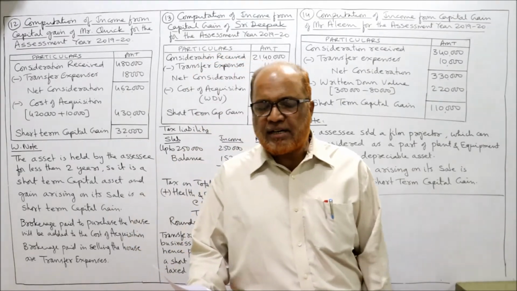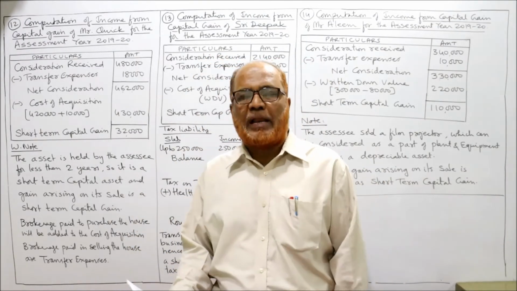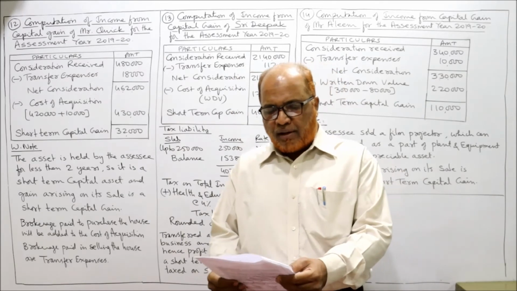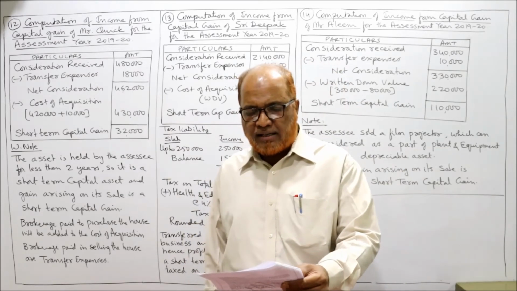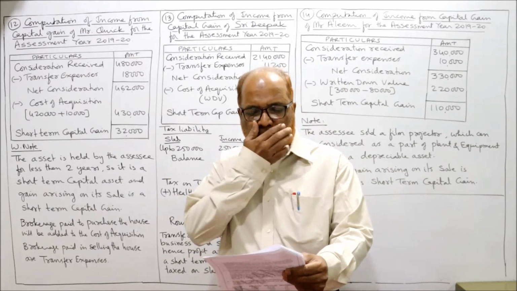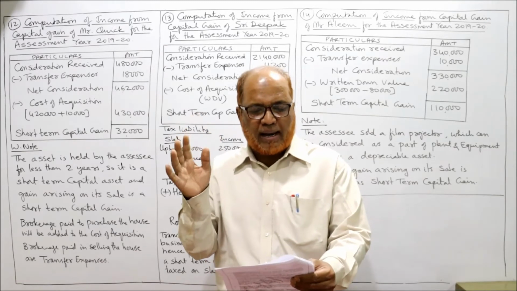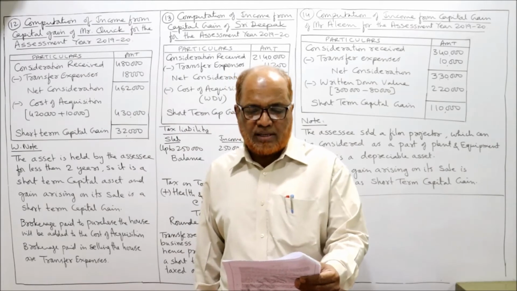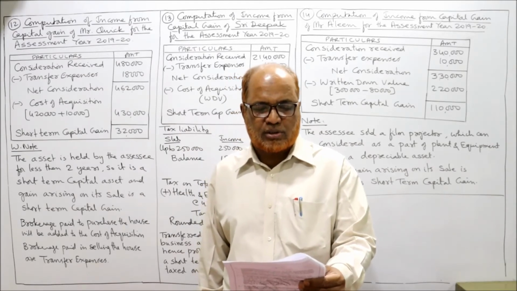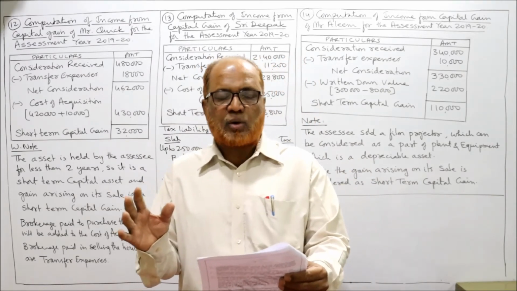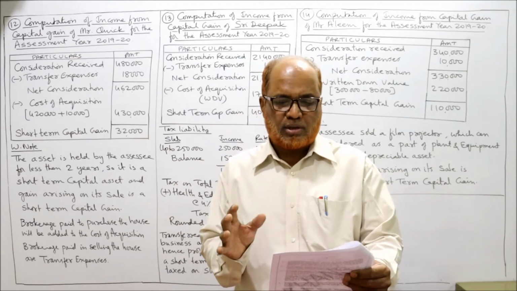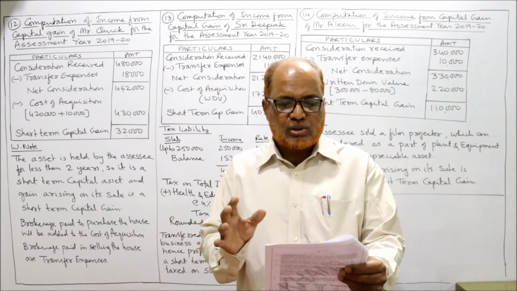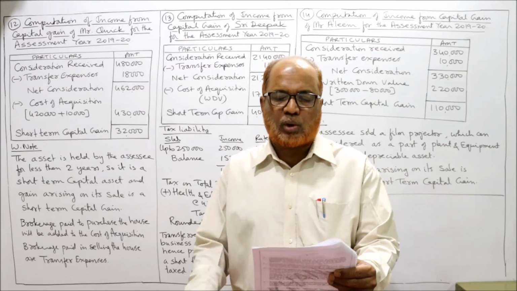Come on viewers, now we'll start the next problem, that is problem number 12. See the 12th problem. During the previous year relevant to the current assessment year, Mr. Quick purchased a house for rupees 4,20,000 and after 12 months he sold the same for 4,80,000. That means Mr. Quick has purchased a house, and after purchasing the house, after 12 months he sold it.